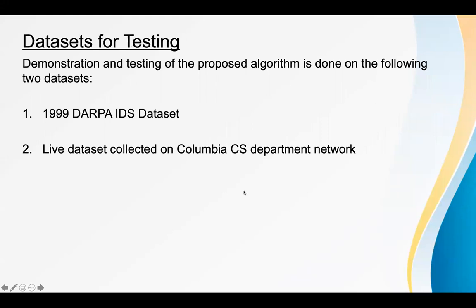The datasets used for testing this algorithm were the 1999 DARPA IDS dataset, which is publicly available on the internet, and the second dataset, the Columbia University Computer Science Department network data.